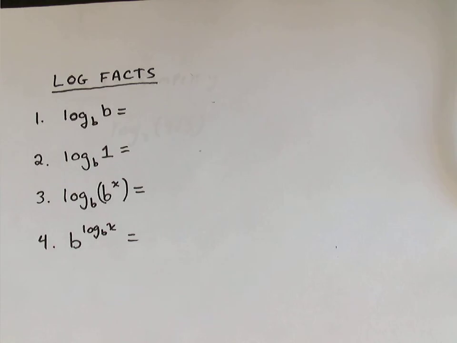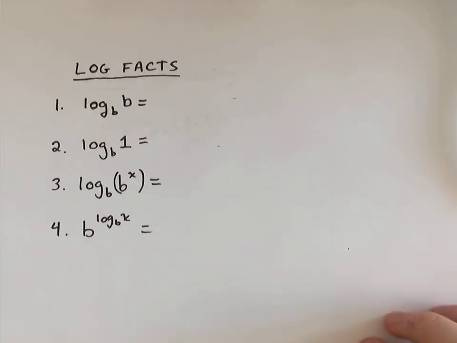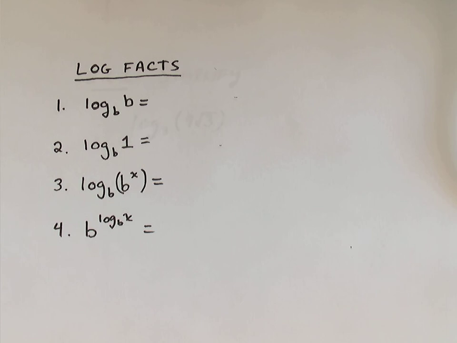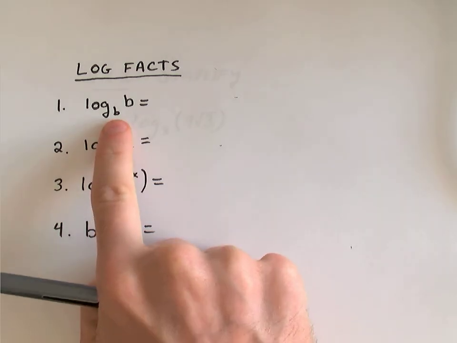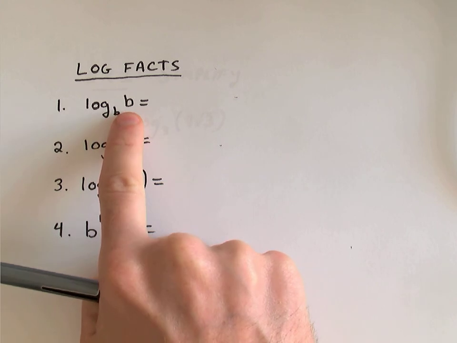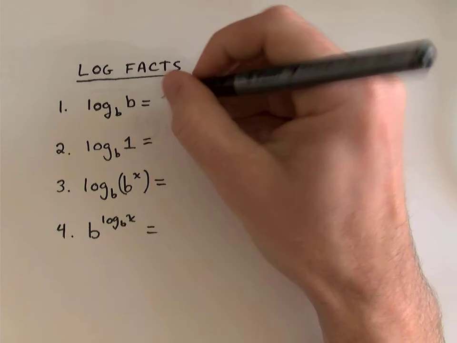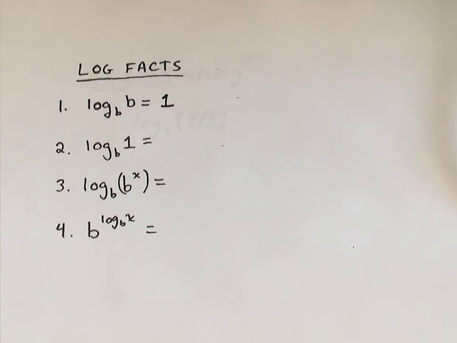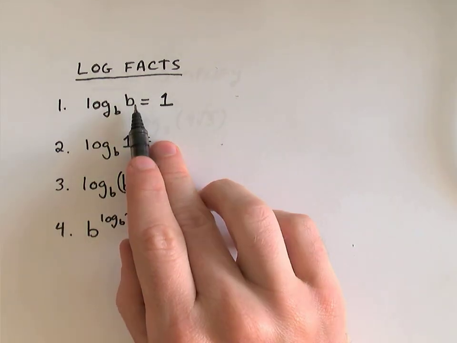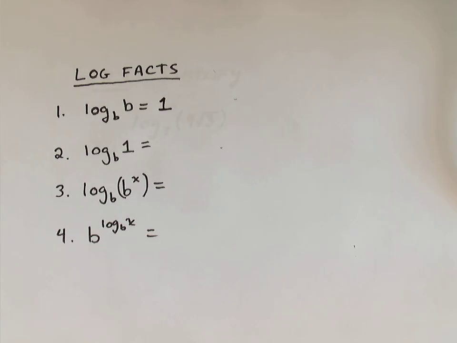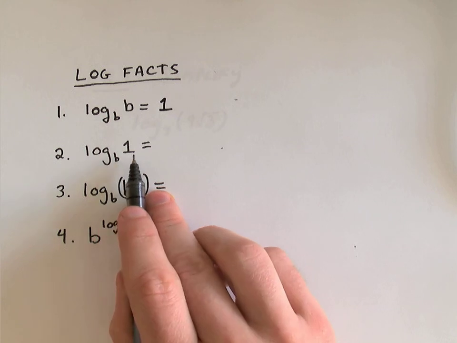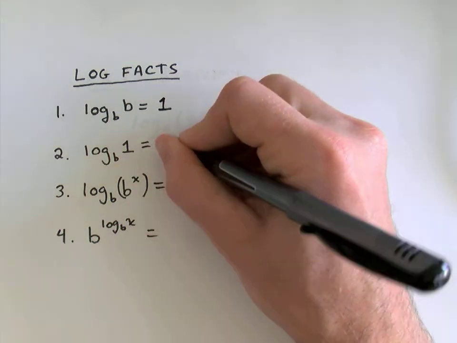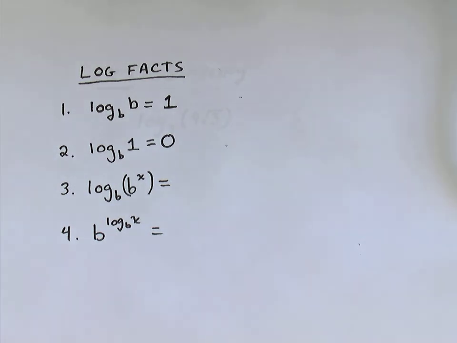Now some log facts, and I call these log facts because they're really helpful just to recognize and figure out really quickly. The first is log base b of b. What could that be? Well, we're saying b to what power is b. No matter what the base is, that answer will be 1. Log base b of b is 1 because b to the first power is b, if we're switching to exponential form. Number 2, what could log base b of 1 be? Well, now we're asking b to what power is 1? Anything to the 0 power is 1. No matter what the base is, b to the 0 power is 1.